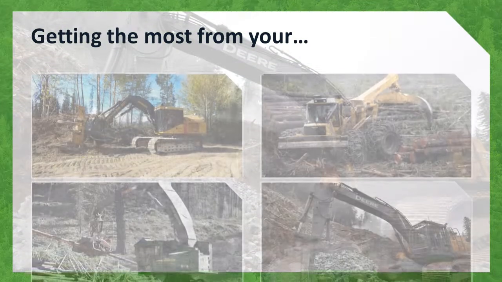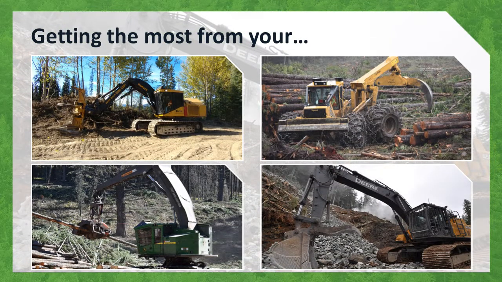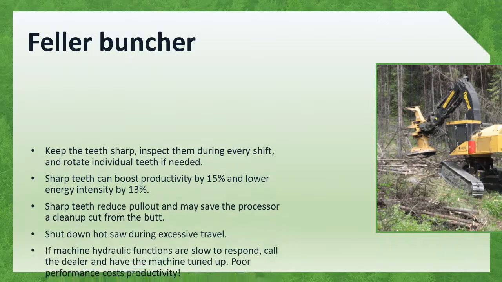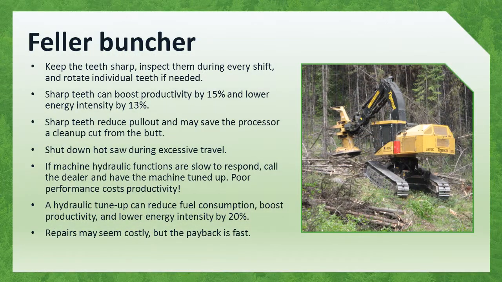In this next section, we'll focus on 4 of the forest sector's biggest producers. Attention to detail here can pay big dividends. Here are the steps for getting the most out of your feller buncher. Keep the teeth sharp and inspect them daily. Rotate individual teeth as needed. Sharp teeth can boost productivity by 15% and lower energy intensity by 13%.